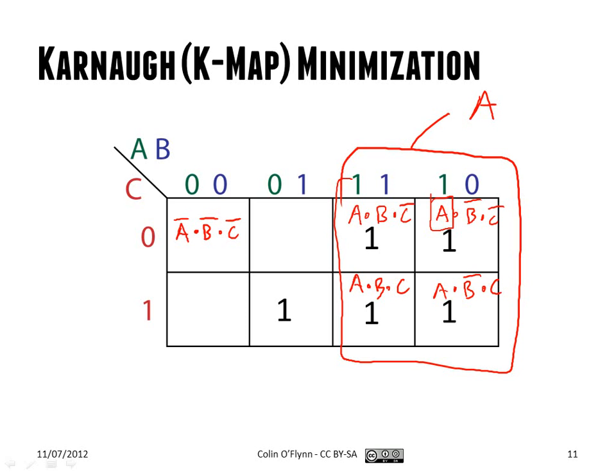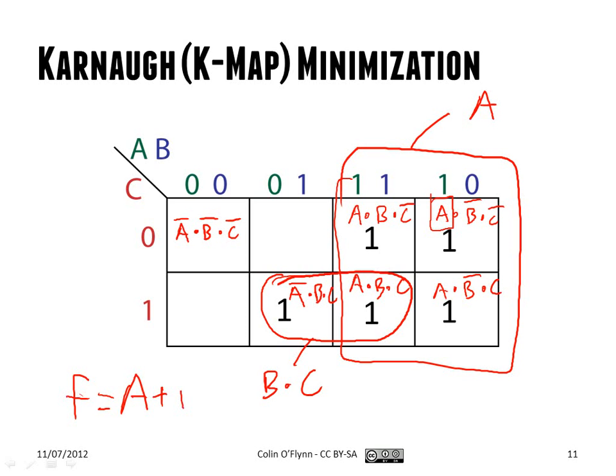In a similar way, we can look at an adjacent group here of 2 bits. If we group these together, we have the term ABC, and the term here is A complement and B and C. So the commonality in that group is B and C. So this group is just represented by B and C. From this, we can write out a simplified equation. F equals A plus B and C. And it's okay, these two overlap, it doesn't matter.